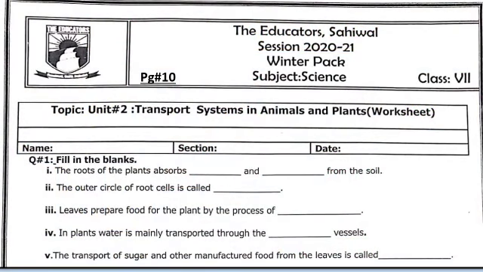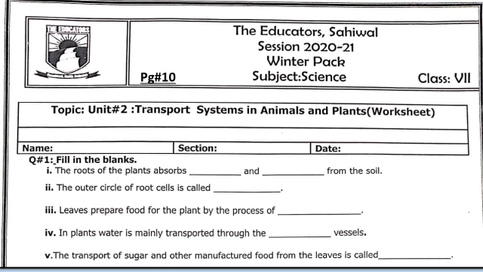So dear students, before starting the reading of unit number 6, you all know that we have completed the reading and the notebook work of unit number 2, transport system in animals and plants. So now it's time to complete the worksheet of this unit. So now open your winter pack and come to page number 10.